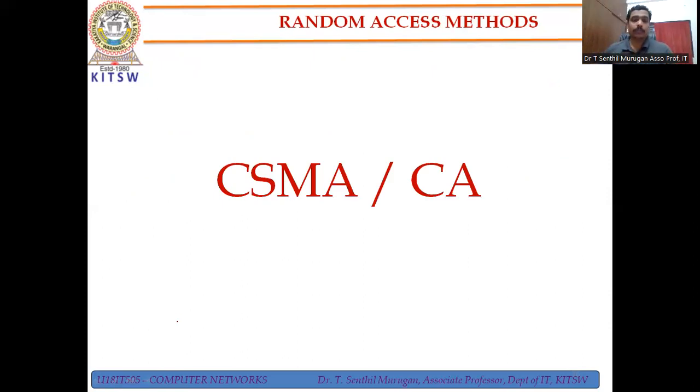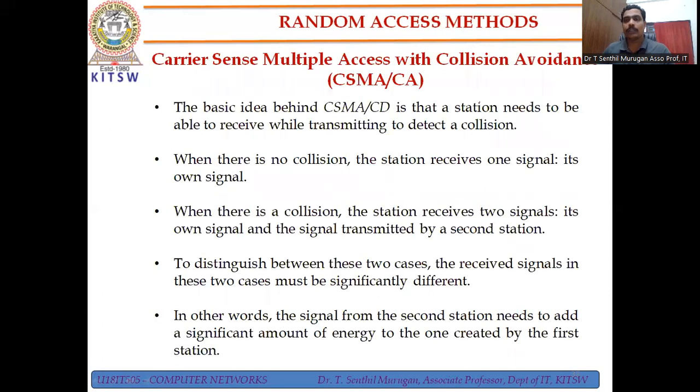Now we are going to discuss the CSMA CA method, the carrier sense multiple access collision avoidance technique. The earlier technique is a collision detection technique. This technique is a collision avoidance technique. So what will it do here? The basic idea behind CSMA CD is that the session needs to be able to receive while transmitting to detect a collision.